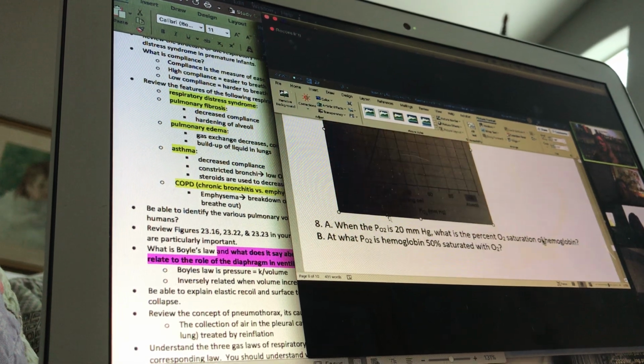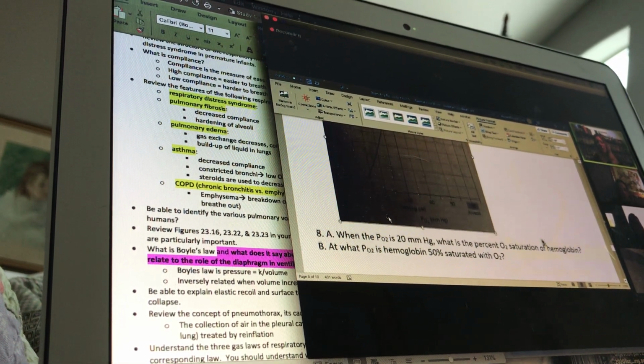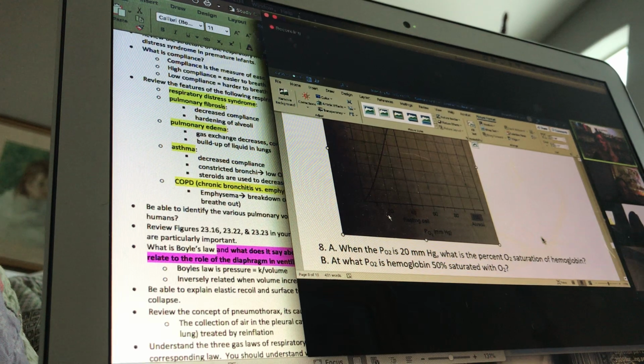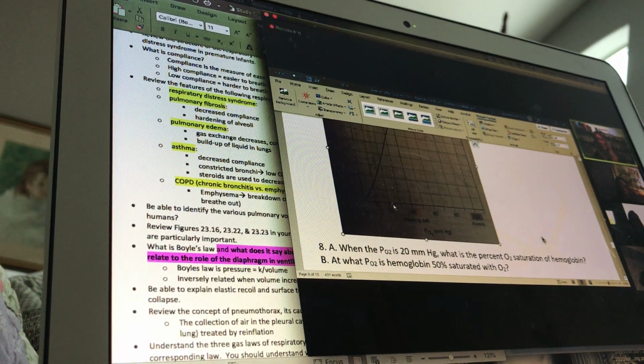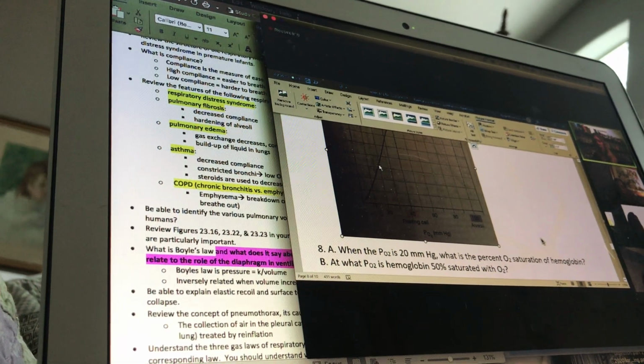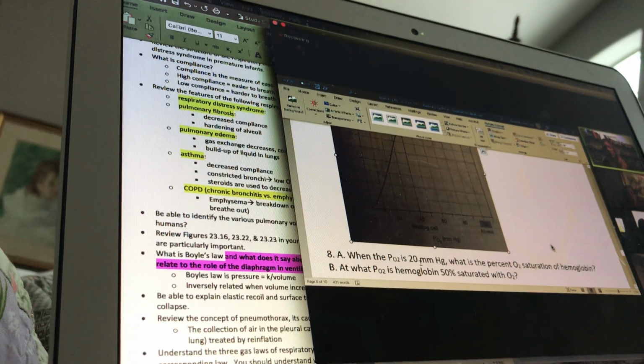So for this one, the first question was just asking, when the partial pressure of oxygen is 20 millimeters of mercury, what is the percent saturation of hemoglobin? You just had to look at this and figure that out. So that one I think wasn't too hard.